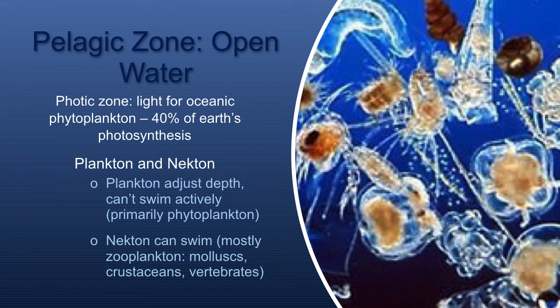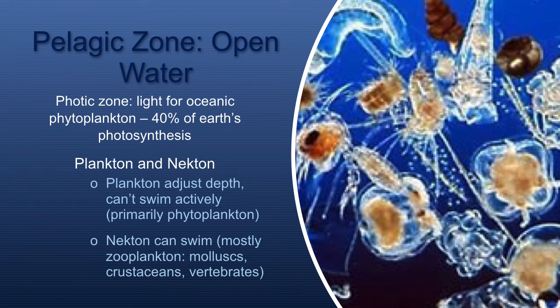Once you get beneath that photic zone, you are out of the region of photosynthesis. Most of the life in the photic zone can be divided between plankton and nekton. Plankton is the term that we use to describe things that can adjust depth, but they don't swim actively. And primarily here we're talking about phytoplankton, whereas nekton can swim. So lots of zooplankton can swim, some mollusks can swim, crustaceans, vertebrates of different types.